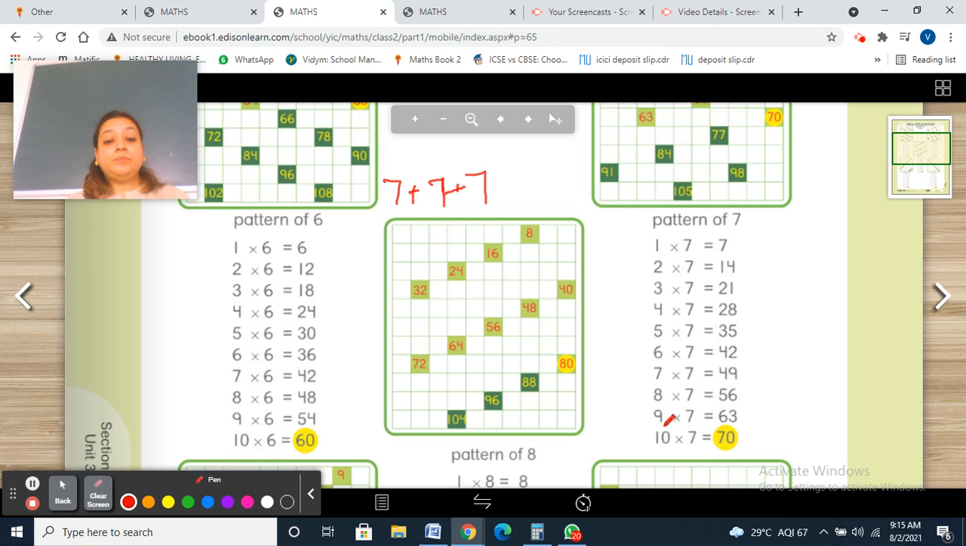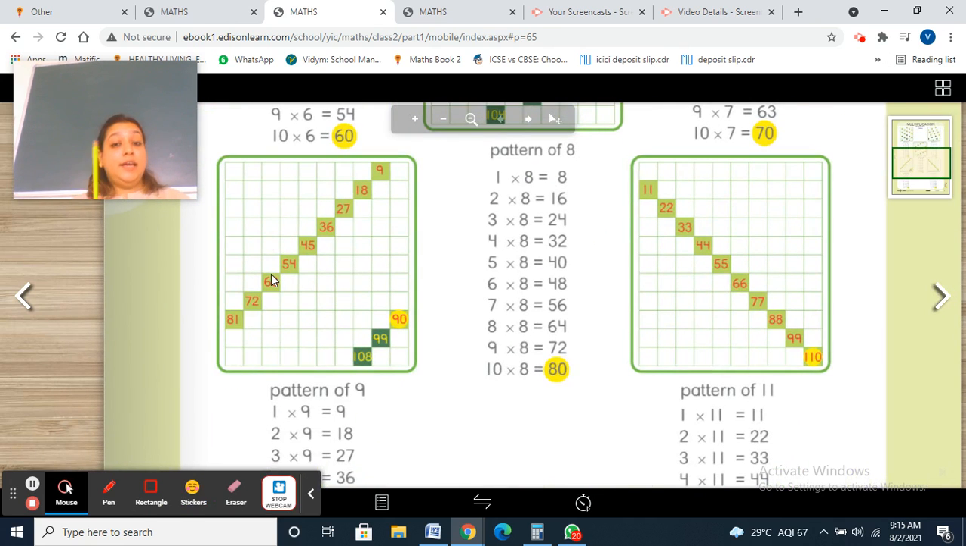Getting this point? Then table of 8. 8 ones are 8, 8 twos are 16, 8 threes are 24, 8 fours are 32, 8 fives are 40, 8 sixes are 48, 8 sevens are 56, 8 eights are 64, 8 nines are 72, 8 tens are 80. Means we are adding 8, 8, 8, 8. And when we add 8 six times, we will get 48. When we add 8 ten times, we will get 80.